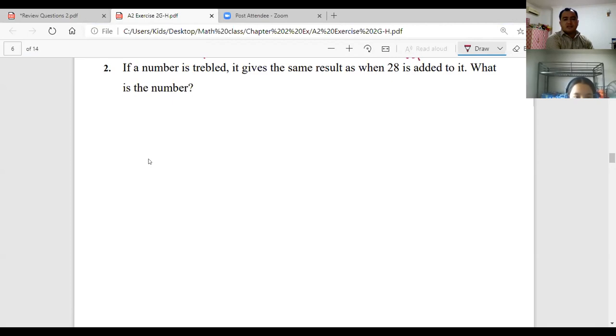So it says if a number is trebled, right? What is that number? We don't know, right? So right now, let x be a number. Right, let x be a number.